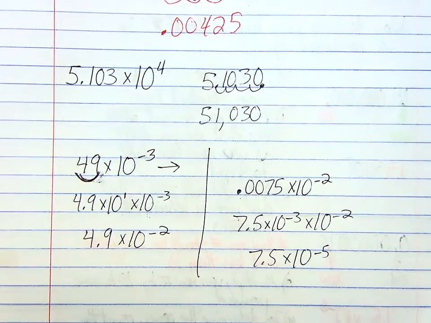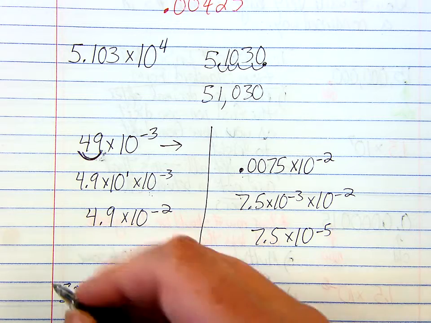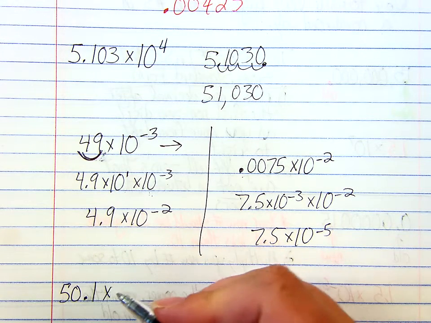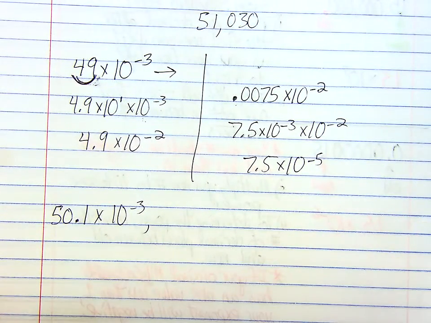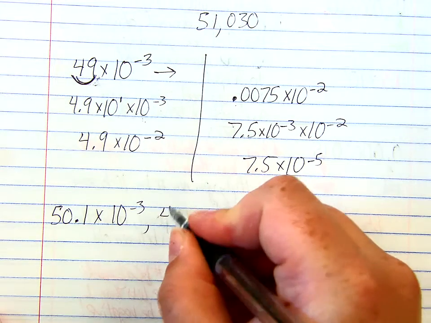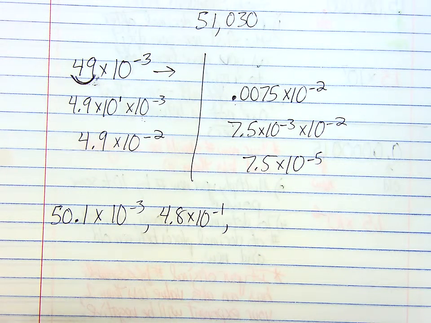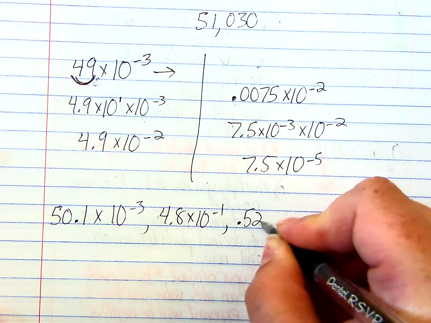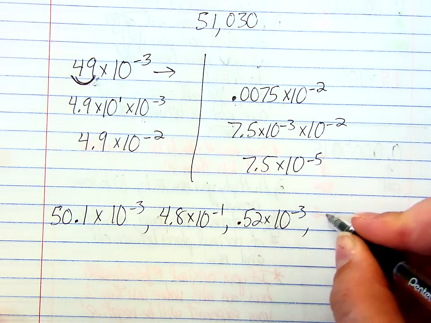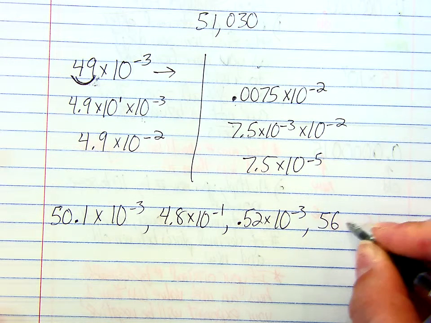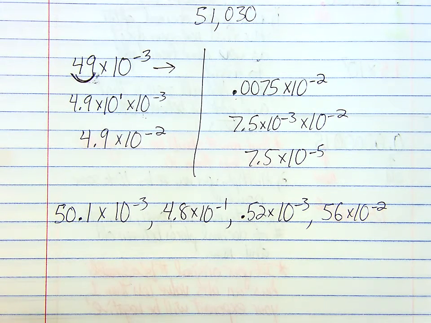Okay, here's one I want you to try, and then we will move on to something else. So try this. 50.1 times 10 to the negative third. 4.8 times 10 to the negative 1. 0.52 times 10 to the negative third. And 56 times 10 to the negative 2. What I would like you guys to do is please order these from least to greatest.